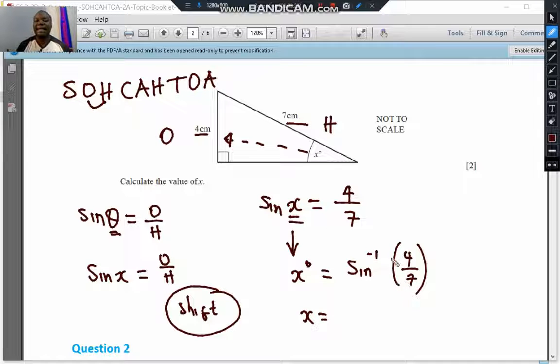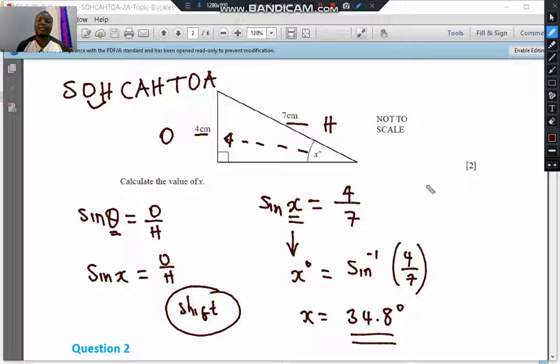So if you do sine inverse of 4 over 7, you should be getting 34.8 degrees. If you are a Cambridge international student, they require that angles are written to 1 decimal place. So this obviously gives us 34 point something something, but then written to 1 decimal place, we would conclude that our angle is going to be equal to 34.8.